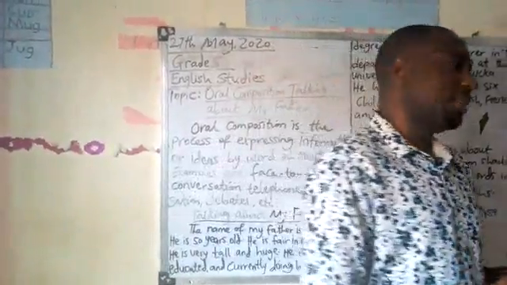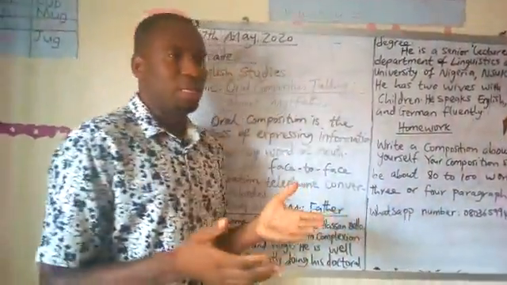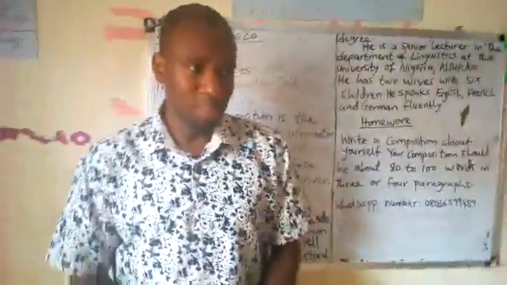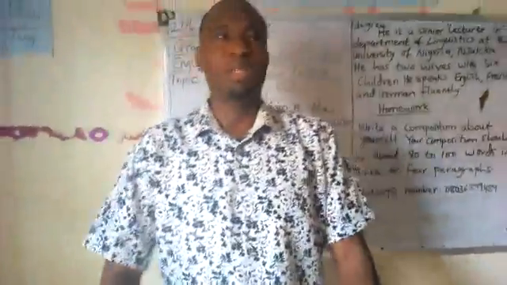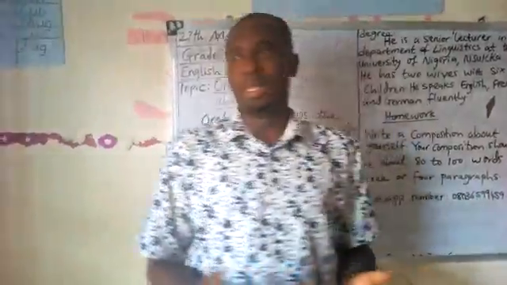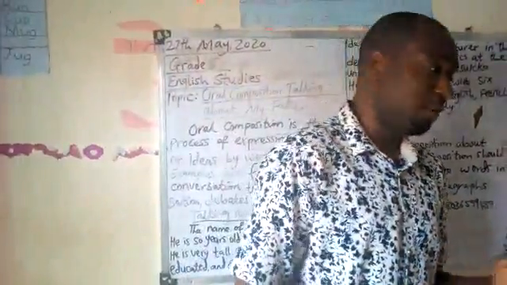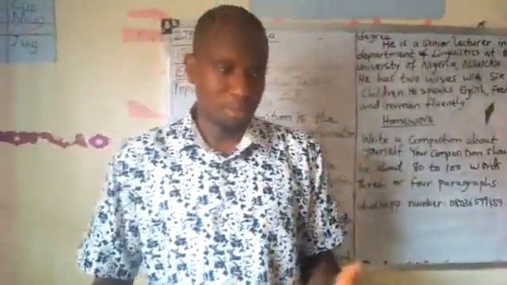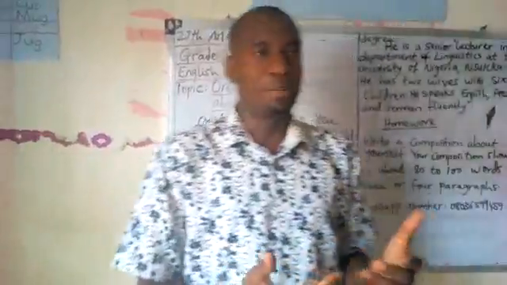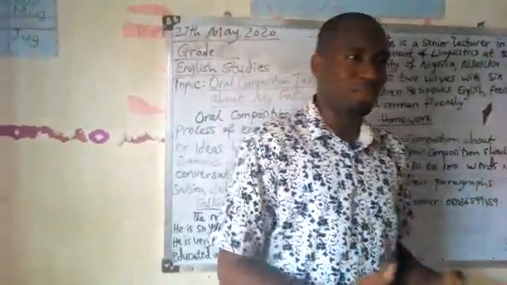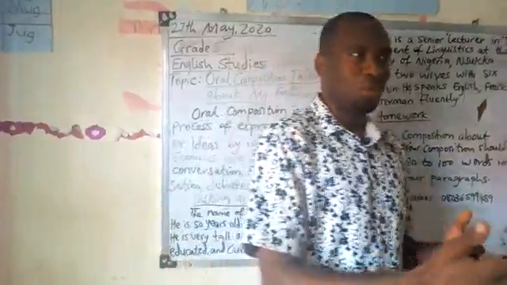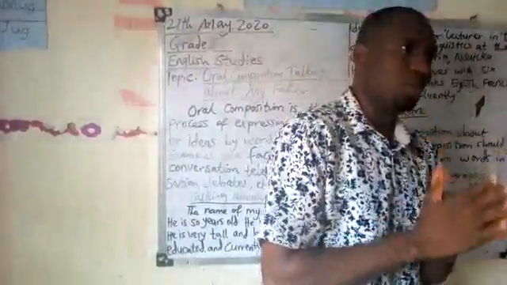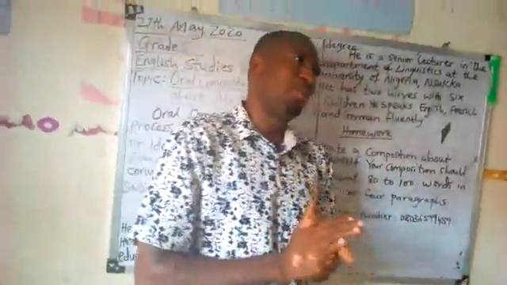You can have it by way of telephone conversation. When you have a telephone conversation, it's also an oral composition. You can also have it in a face-to-face conversation when you are interacting with two or more persons. That is when you talk to two or more persons while you are present there, you are talking to them. That is a face-to-face conversation.